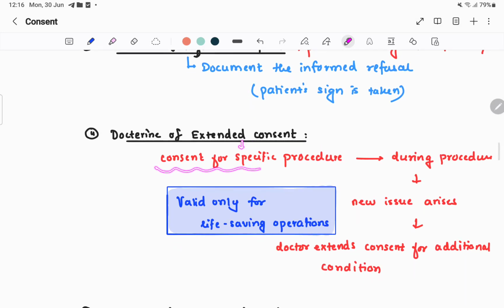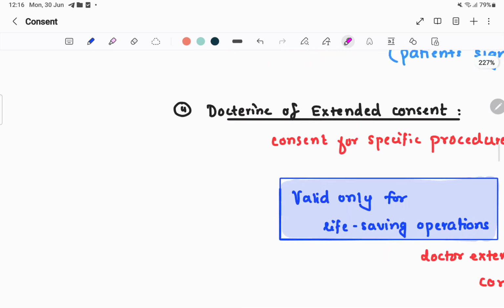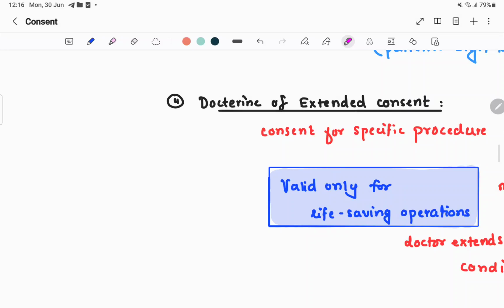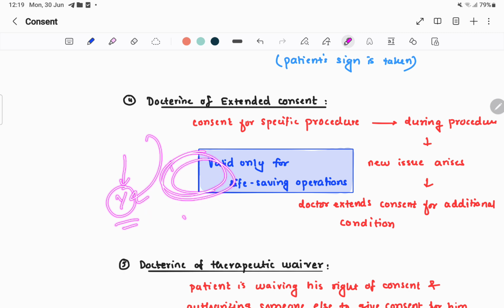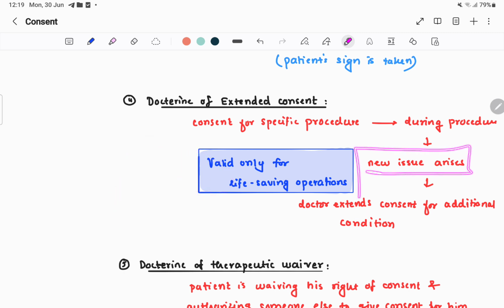Doctrine of extended consent. Consent is given for specific procedures. During the procedure, a new issue arises, and the doctor extends the consent for the additional condition. Let's say the doctor is operating for some condition X, but the patient requires an additional surgery Y, then you have to take the consent for that procedure also. So if a new issue arises, the doctor can extend the consent for additional conditions.